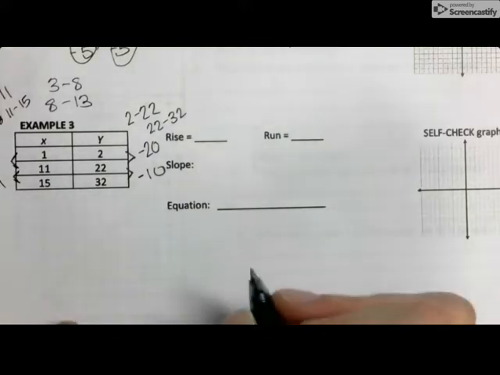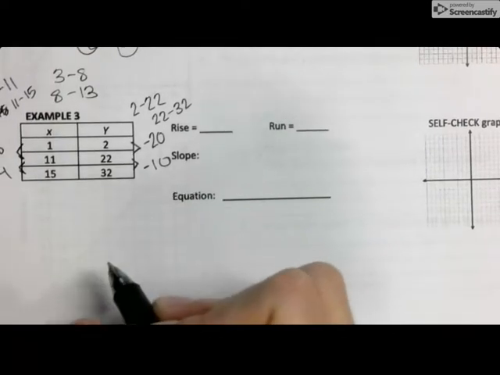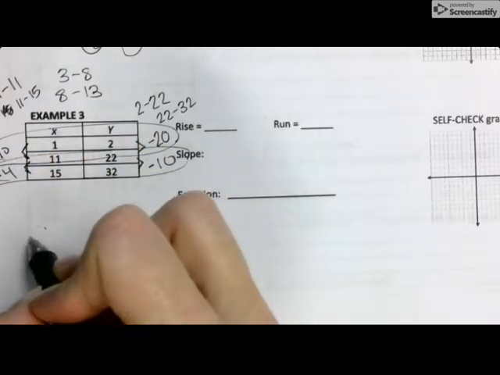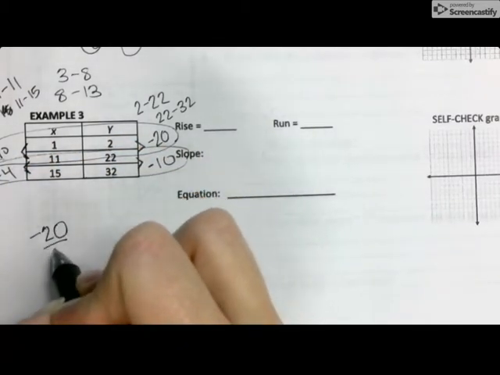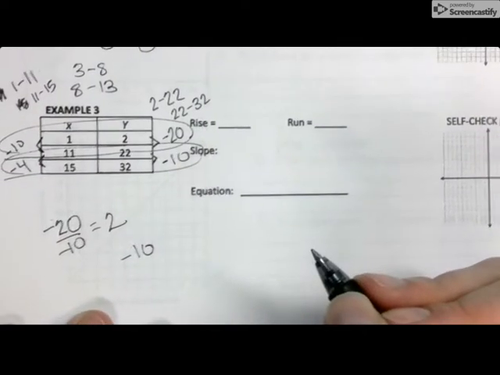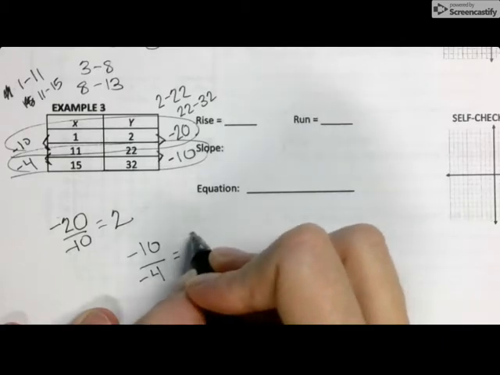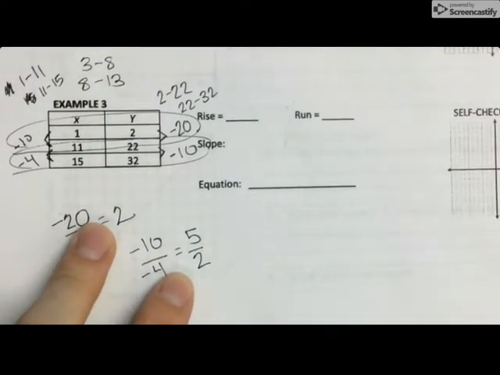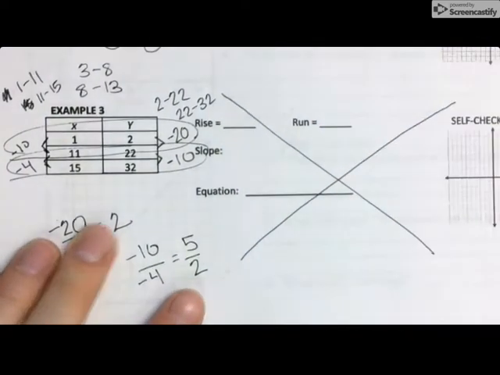Okay, so now, kind of like how we did in the first one, let's figure out something. These go together and these go together. So I'm going to put change in y over change in x and reduce it. What's that give me? Positive 2. I'm going to put change in y over change in x, which gives me 5 over 2. Now, are these two the same thing? No, they're not. So this won't work.